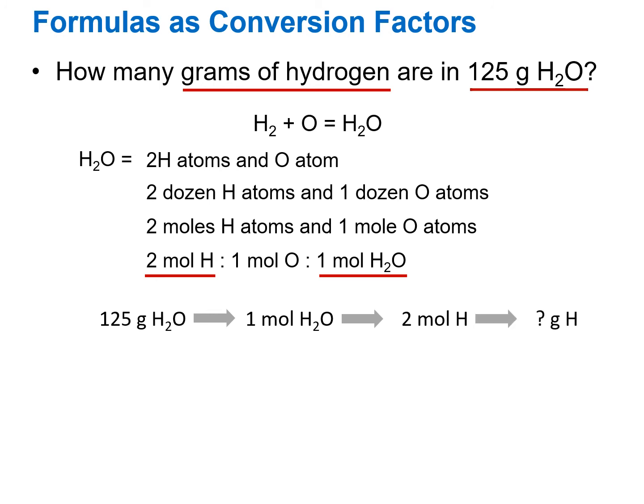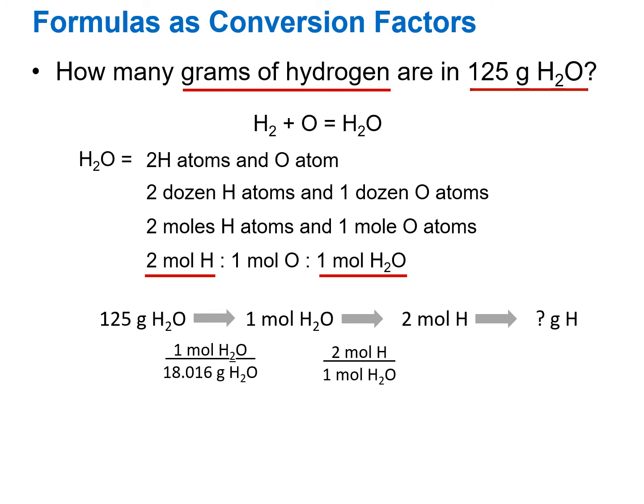Now at each one of these arrows, we should be able to come up with a conversion factor. To go from grams of water to moles of water, we need to use the molar mass of water. And the units that we seek are going to go on top, which means that our moles of water are going to be over our grams of water. Now, when we go from moles of water to moles of hydrogen, we're going to use the information that says 1 mole of water has a relationship to 2 moles of hydrogen. Who's going to go on top? Our 2 moles of hydrogen are going to go on top of 1 mole of water.